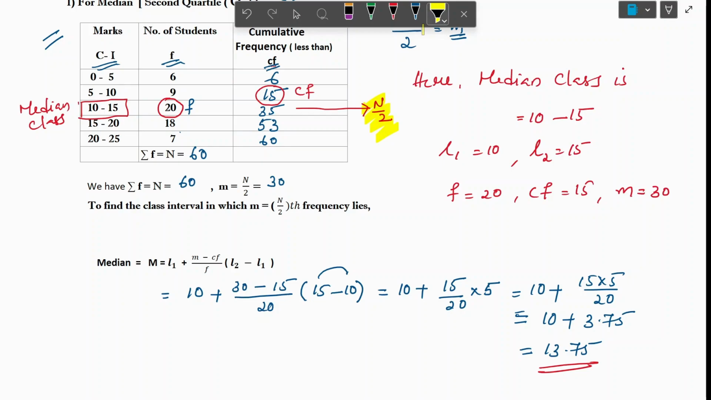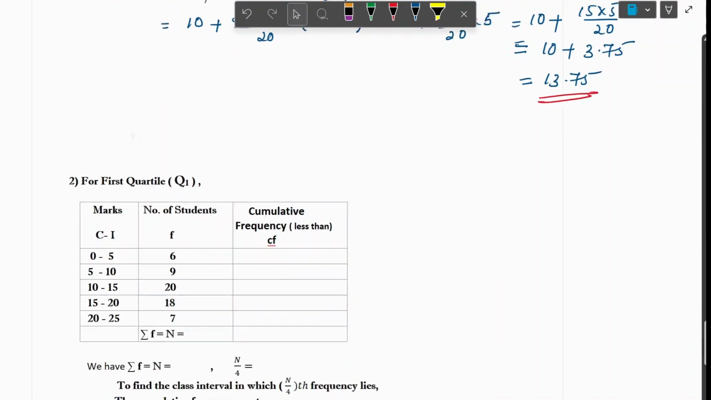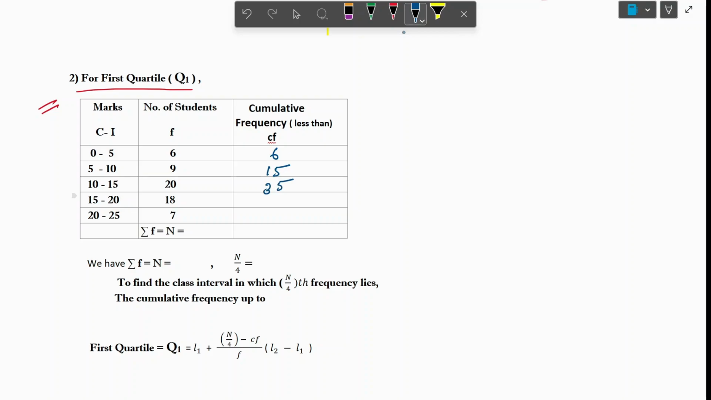Okay, now we are going to do it next with the same question. Here, step number 1, what are we going to do? Cumulative frequency table. Here we are going to calculate the first quartile. Same step. First, complete your cumulative frequency table. I'm just repeating fast here. That is 6, 15, 35, 53, and 60. Calculate here also the total number 60. Therefore, your table is finished.